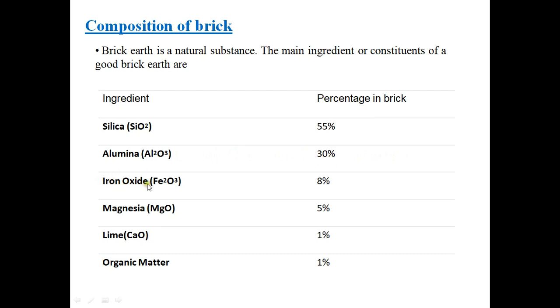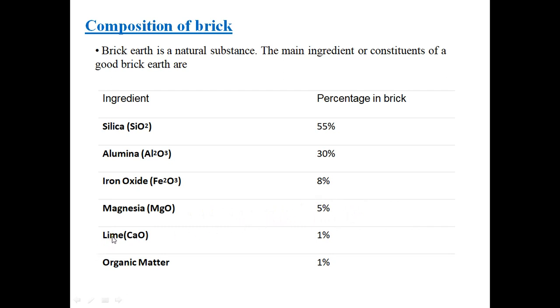Next is iron oxide, chemical formula Fe2O3. In the earth material, 8% of iron oxide is present. That is the required percentage. Next is magnesia, that is MgO. Magnesia has a composition of 5% in the earth material.